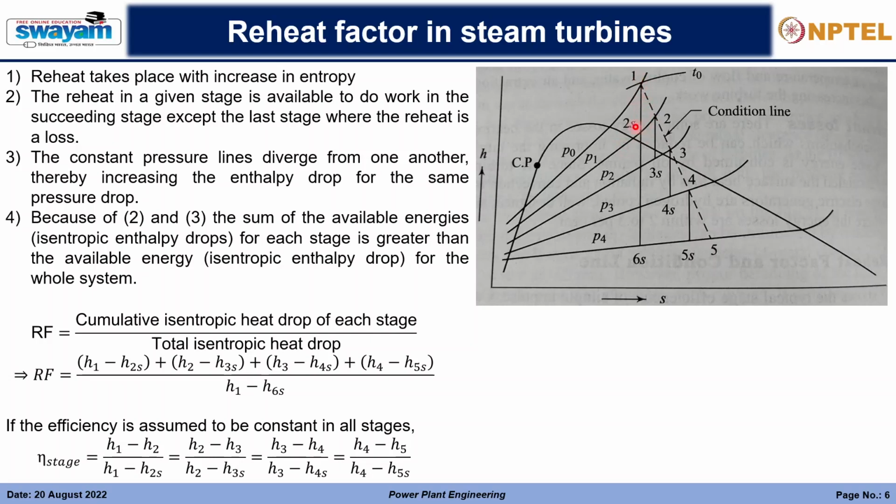So actually it would have gone to 2s, but now it is going to 2 because it is getting some amount of enthalpy for the reheat due to the friction losses. So this is the reheating. We are not using any heaters, and the reheating Rankine cycle is quite different.